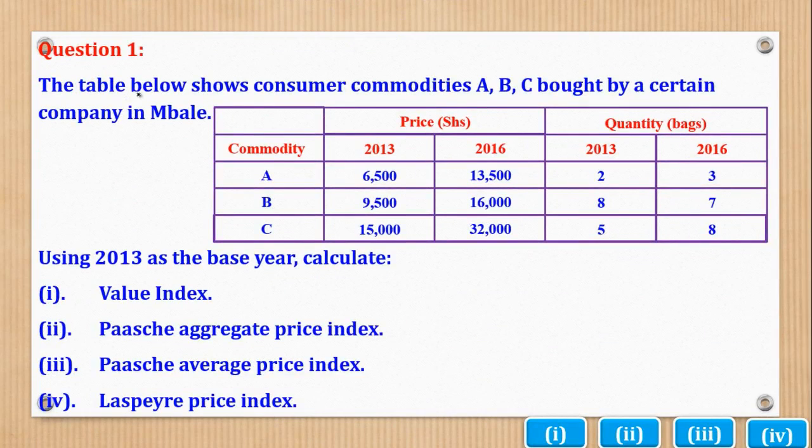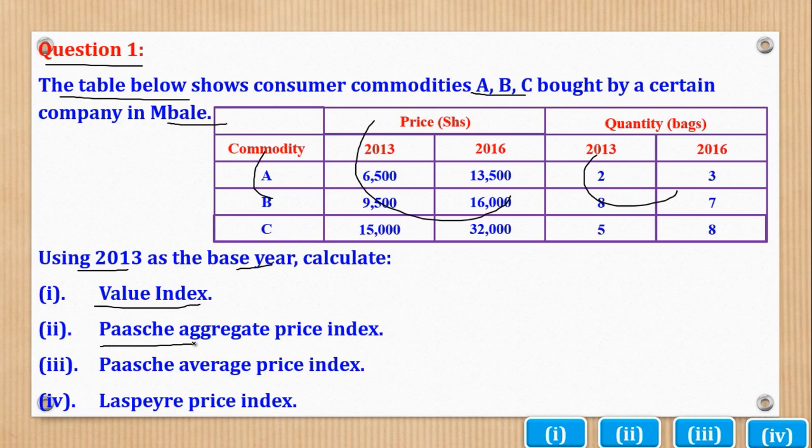Now with those formulae, we shall go through these questions. Question 1 says the table below shows the consumer commodities A, B, C bought by a certain company in Mbale. So commodity, prices, and quantities. Using 2013 as the base year, like I told you, always the base year will be given. Calculate Roman 1, the value index, Roman 2, Paasche aggregate price index, Roman 3, Paasche average price index, and Roman 4, Laspeyres price index. So let's start with Roman 1.